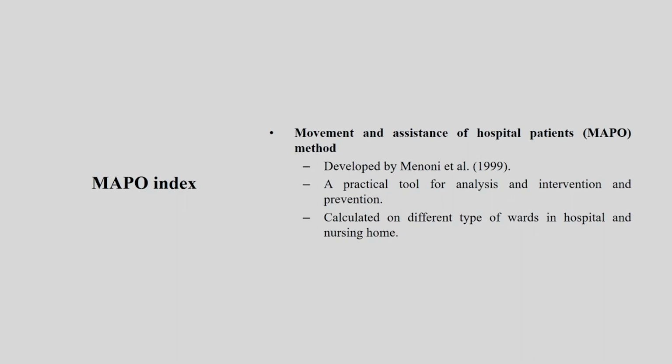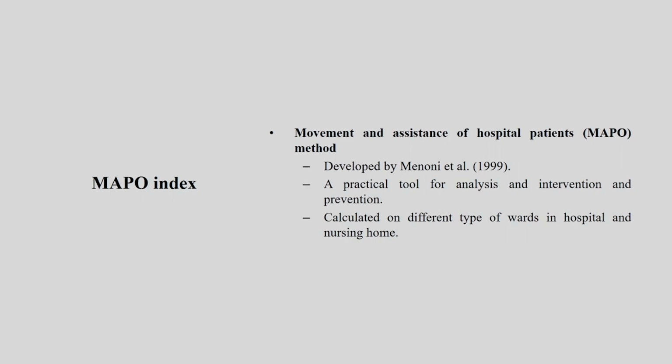So, what is this particular tool all about? It's the Movement and Assistance of the Hospital Patient method, MAPO, and it was developed in 1999. So, you can understand it's not a very old tool, it's quite new. It is a practical tool for analyzing an intervention and then going for prevention strategies to help the nursing staff while handling the patient.